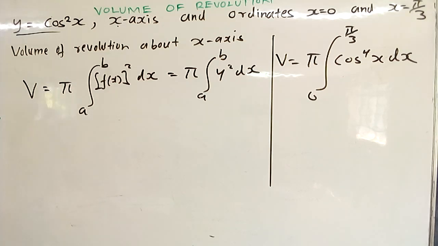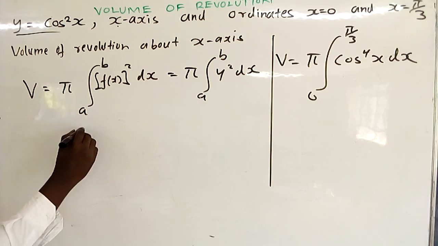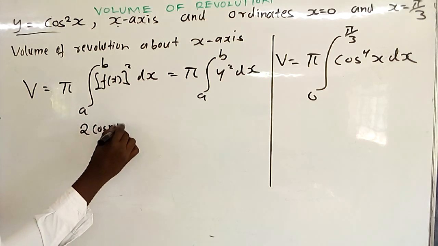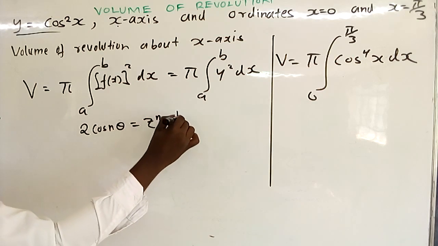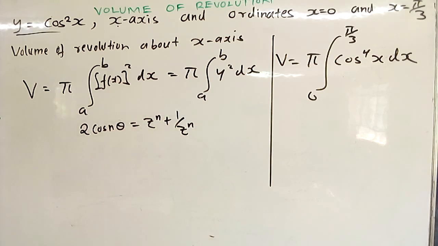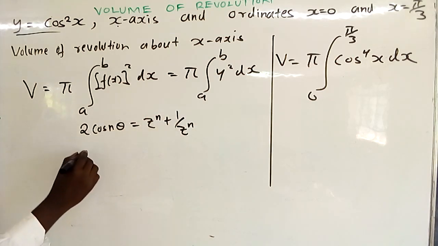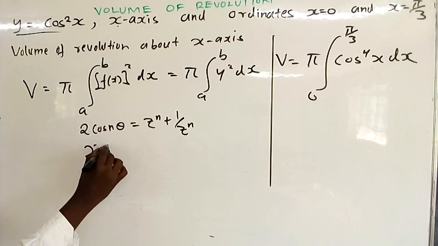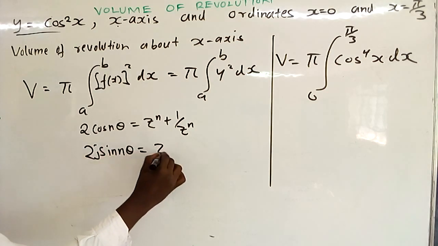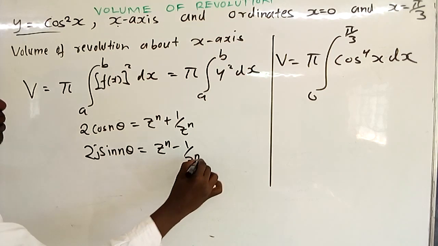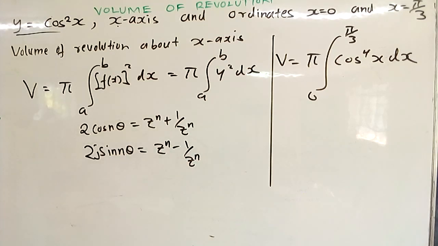And in De Moivre's theorem, you know that 2 cos n theta is Z^n plus 1 over Z^n, isn't it? And 2j sine n theta is Z^n minus 1 over Z^n, De Moivre's theorem, isn't it?